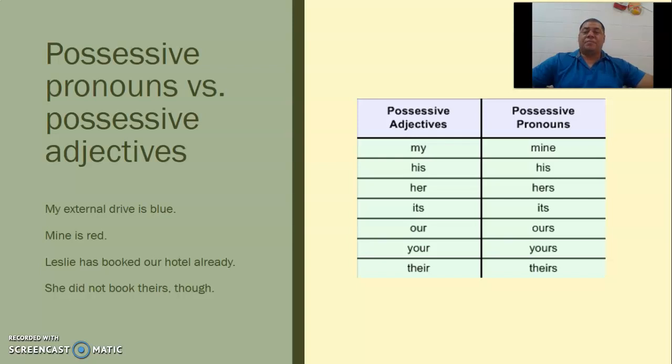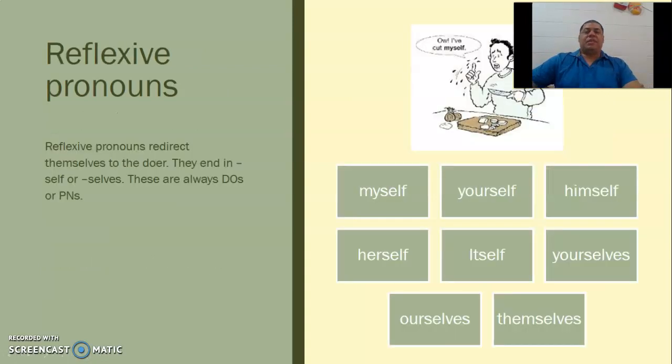So as you can see, possessive pronouns are not only genitives. They can be direct objects, they can be predicate nominatives, etc. Now, moving on to reflexive pronouns. Reflexive pronouns and reciprocal pronouns are very closely related, as I told you. And sometimes they may be a little confusing to understand. So I'm going to ask you to try and pay attention.